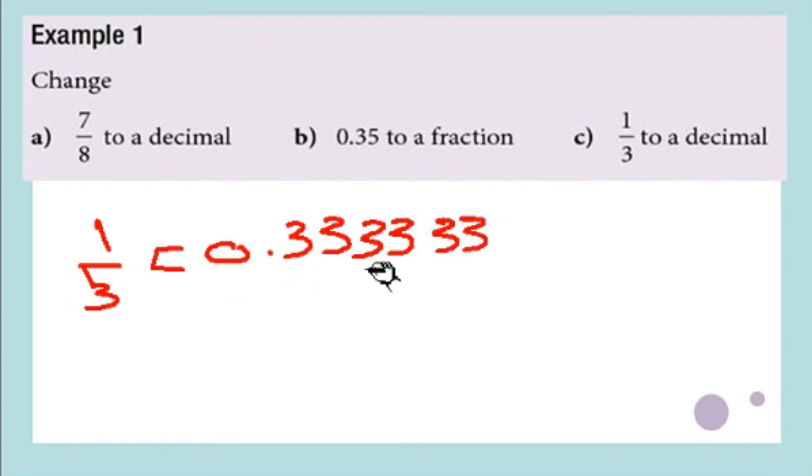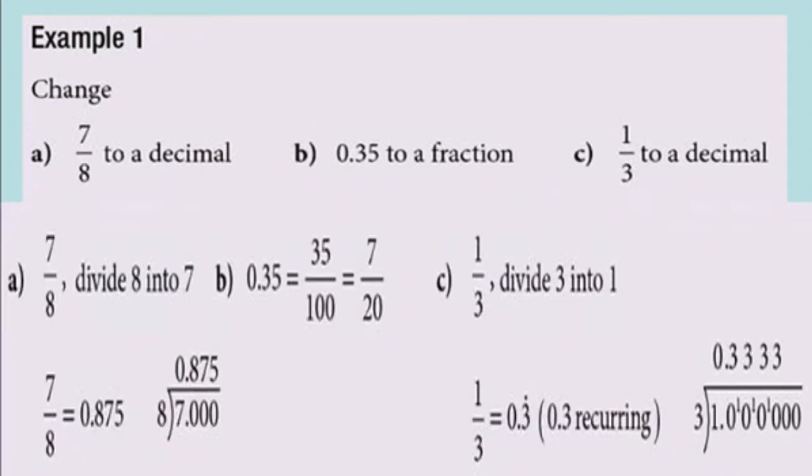So your answer will be equal to 0.3 and put a point here. Do you remember this point? This point means that 3 is repeated. So just take one, the first one, and put a point here. Okay? Check your answer is around here.